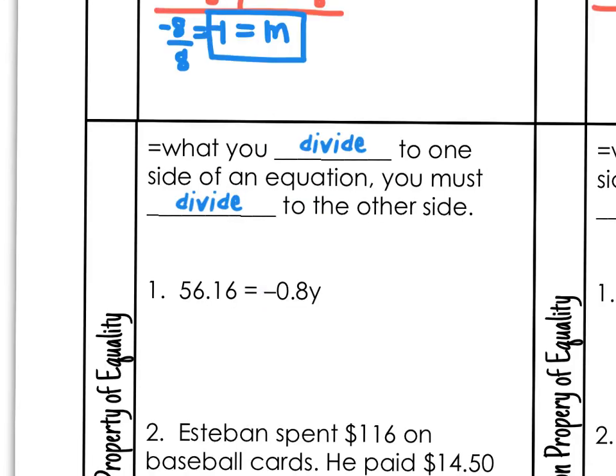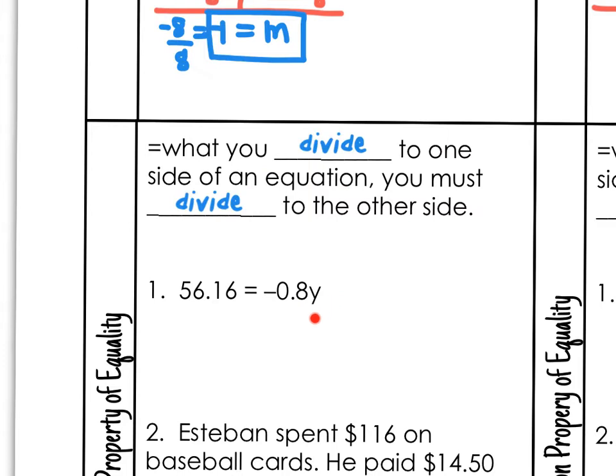Okay, so now we're on the bottom left of our notes, and this is the division property of equality, and you could have probably figured out what we're going to write here, but it says here what you divide to one side of an equation, you must divide to the other side. So these are used for multiplication equations. Okay, so over here is our negative 0.8y is equal to 56.16.